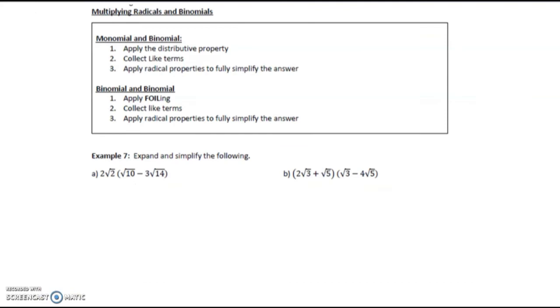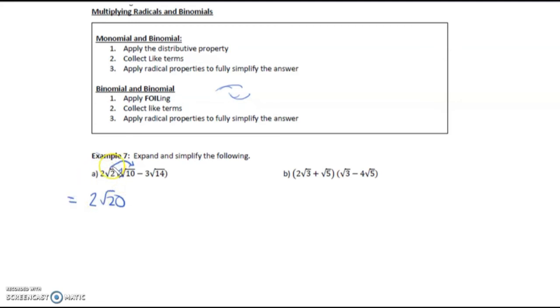The next topic about radicals: multiplying radicals and binomials. If we have a monomial and a binomial, we apply the distributive property, we collect like terms, and then we fully simplify. A binomial times a binomial, we FOIL like usual, or do what I call the rainbow method. So expand and simplify the following. We're going to multiply 2 root 2 by root 10. The number in front of root 10 is 1, so we get 2 root 20.